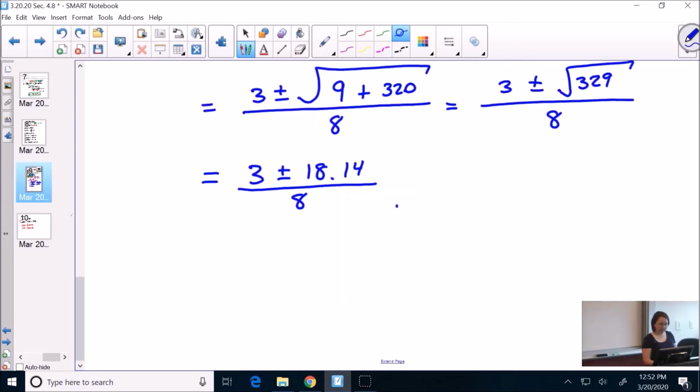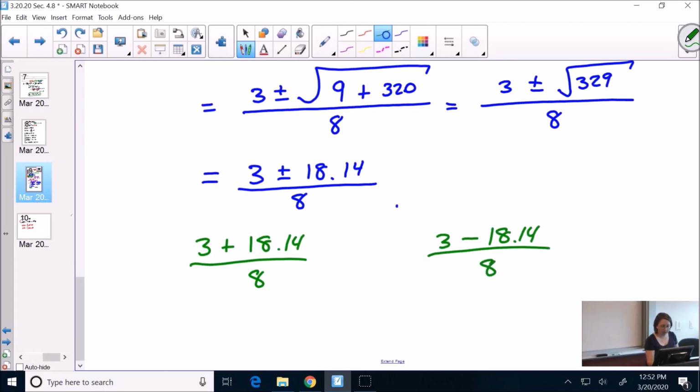Remember, the plus or minus means you technically have two answers here. You have 3 plus 18.14 over 8, and you have 3 minus 18.14 all over 8. So 3 plus 18.14 divided by 8 is 2.64. Remember, this is time. Time is in seconds in this problem. The other one, 3 minus 18.14 divided by 8, is negative 1.893.